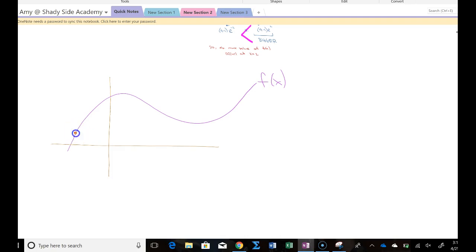Let's say we have some function that is continuous on some interval of x from a to b, and also differentiable on the interval of x from a to b. So that's the first condition. There is some function that is continuous and differentiable on some interval from a to b, okay?